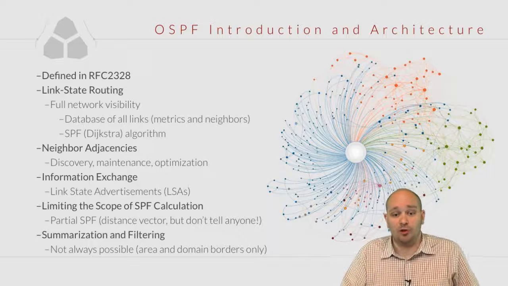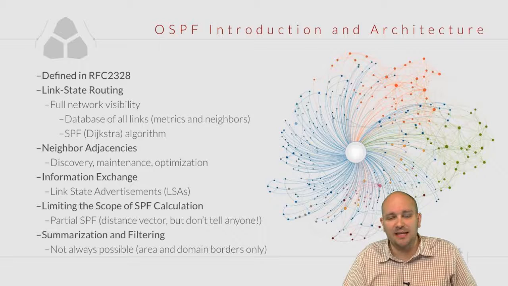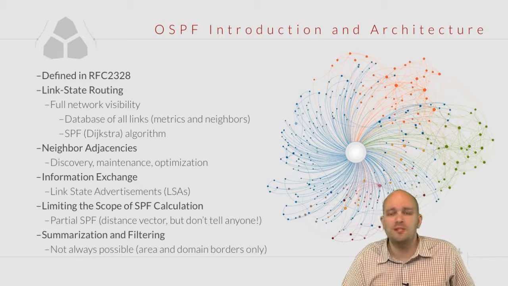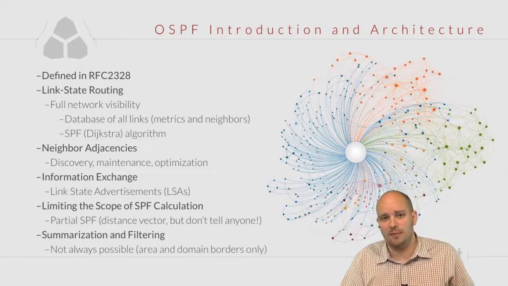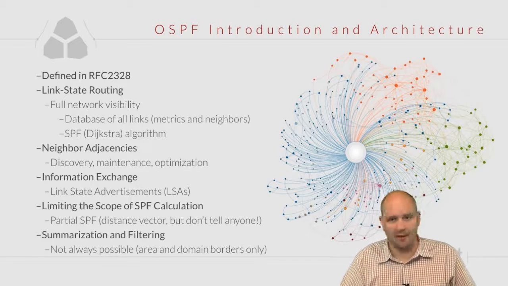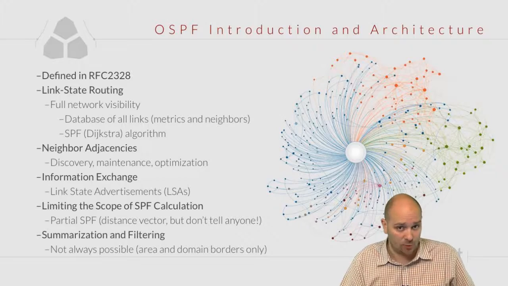And at the end, we are going to talk about summarization and filtering in OSPF. As we will see, summarization and filtering, unlike other protocols, may not always be possible in OSPF for various reasons. You can summarize and you can filter the routes, but not anywhere in the network. You have to do it at predefined boundary points in our network.